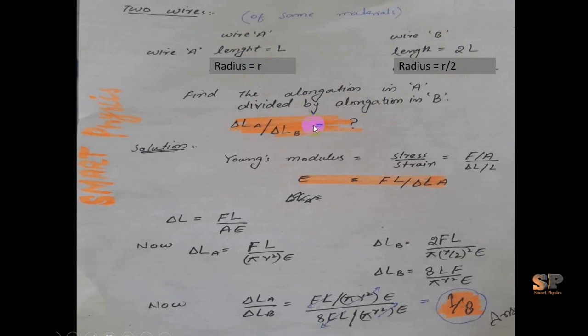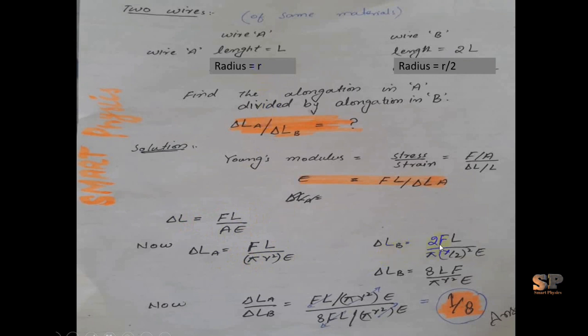Elongation means change in length. This question can be solved by using Young's modulus, which is equal to stress divided by strain. Stress is equal to force per unit area, while strain is equal to change in length divided by original length. Therefore, Young's modulus will be equal to FL divided by A del L. By rearranging, elongation will be equal to FL divided by AY. Now elongation in A will be equal to FL divided by Y, और हम एरिया की जगह पाई आर स्क्वायर लगाएंगे because we have radius R.